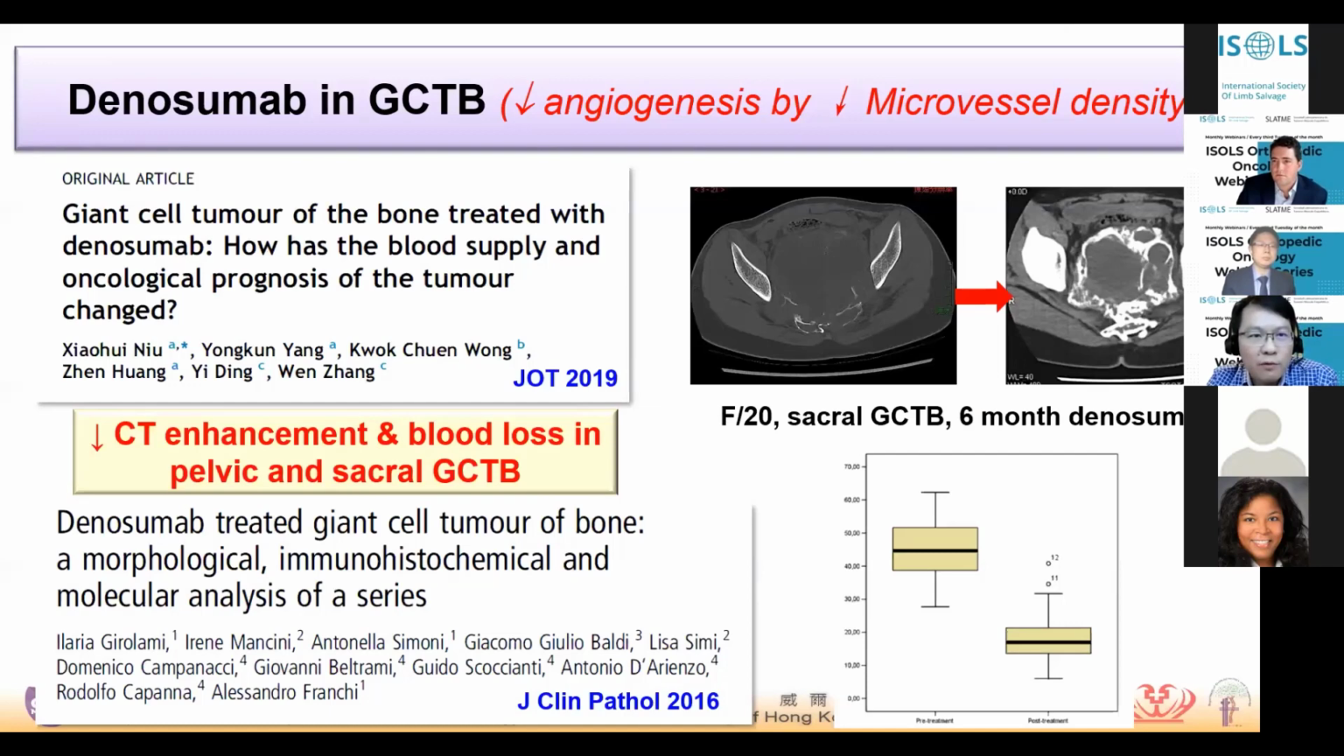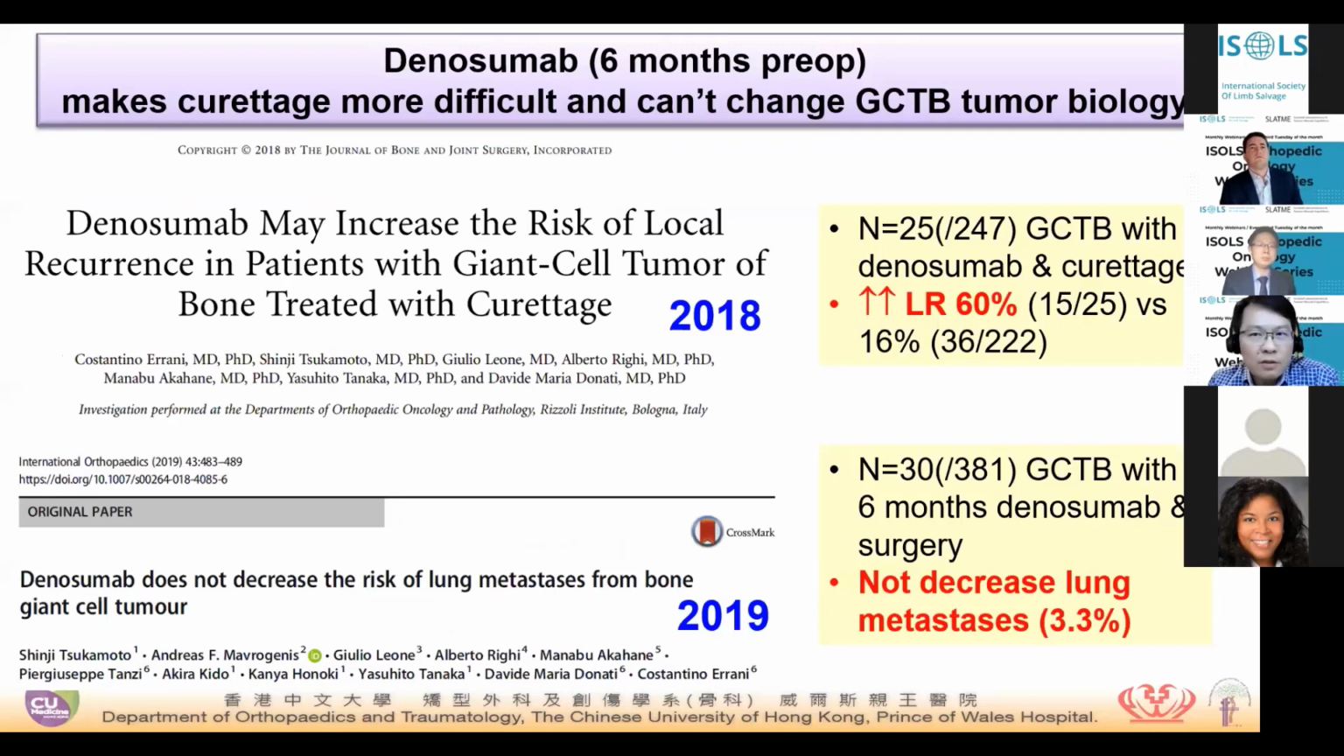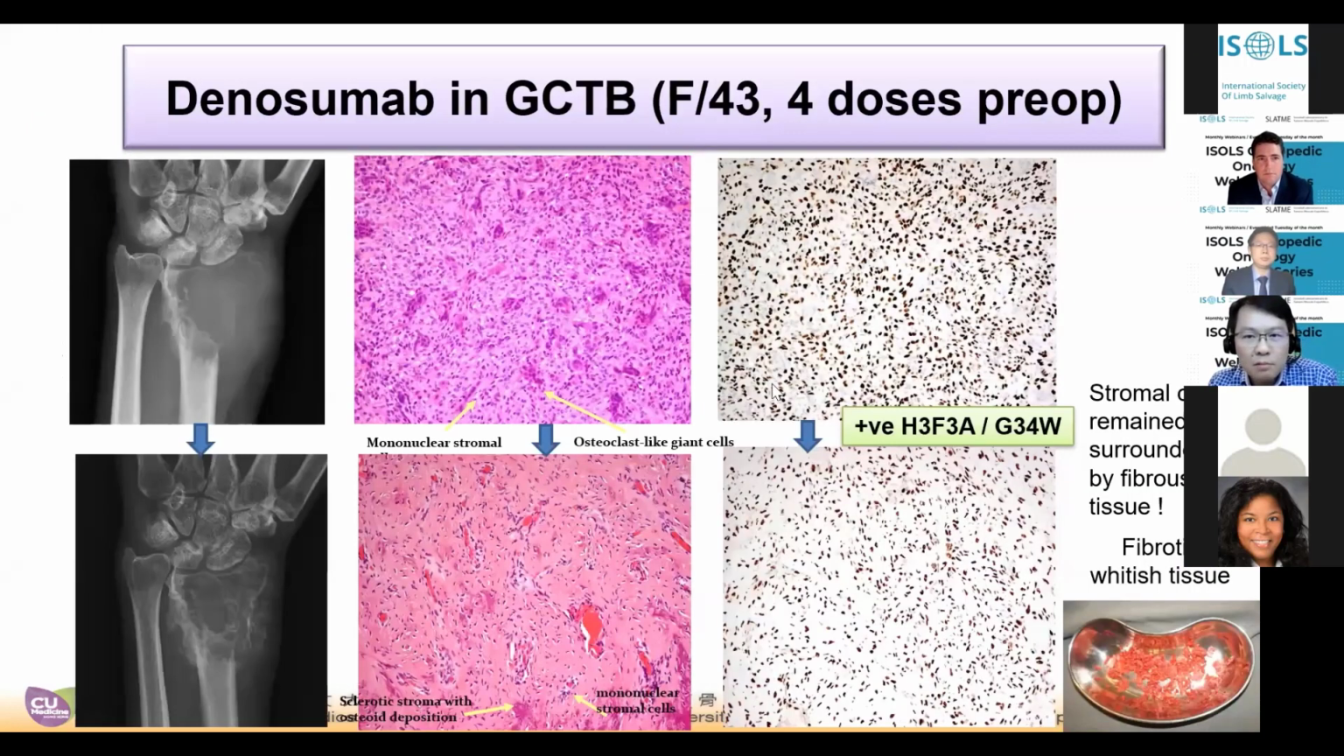So it further confirmed that denosumab, in the Vaishali Institute study, for the curettage part actually increased local recurrence and also had no effect on decreasing the risk of lung metastasis. That means it makes your curettage more difficult, but at the same time can't change the biology of the tumors. After denosumab, basically all the stromal cells there, you can see, are fibrotic tissue. It's very difficult to curette, and you're not sure whether you have cleared the rim or not.